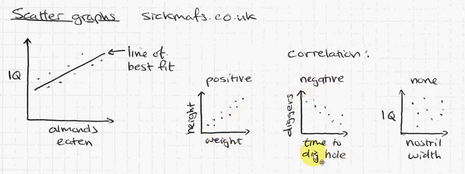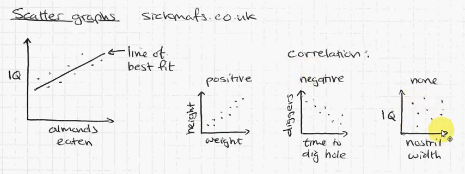Negative correlation, well, here's an example of negative correlation. The time to dig a hole decreases the more diggers you have. So if you have 100 people digging a hole, it takes less time than if you've only got one person digging a hole, the same hole, for example. Okay, so that's a negative correlation. You can see the line is going downwards. This one is a positive correlation because it's going upwards.